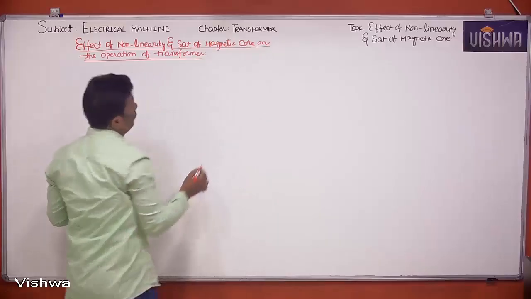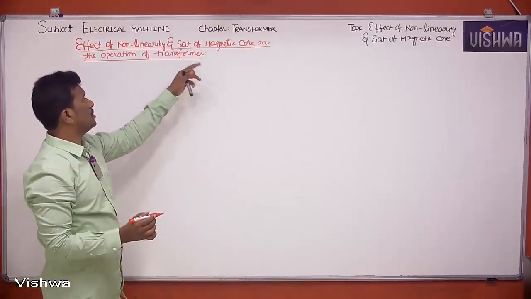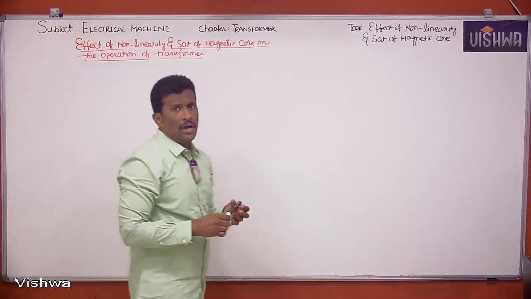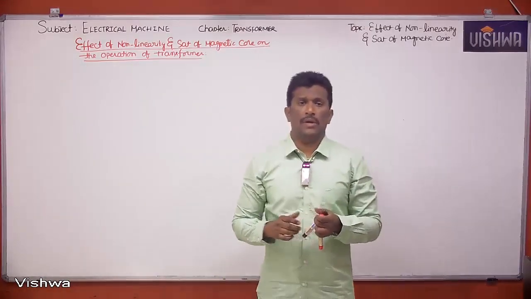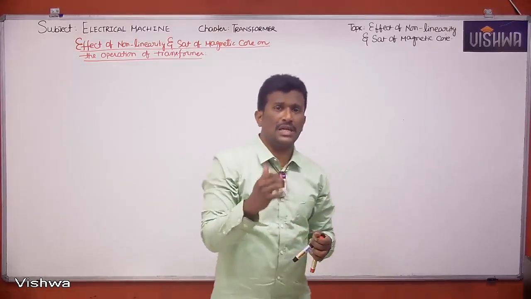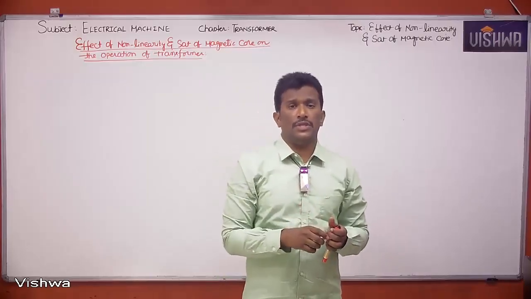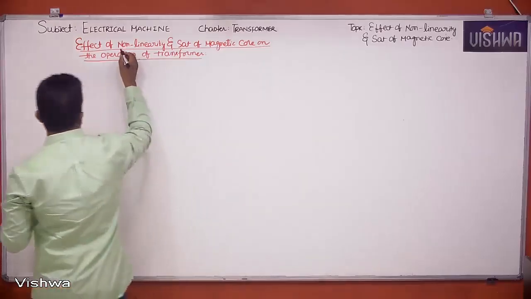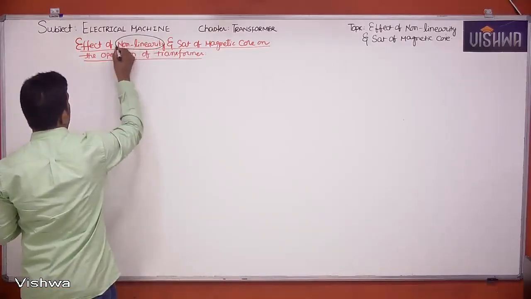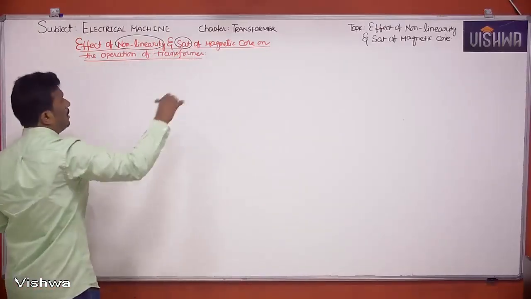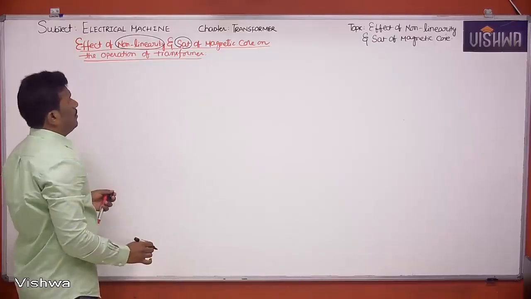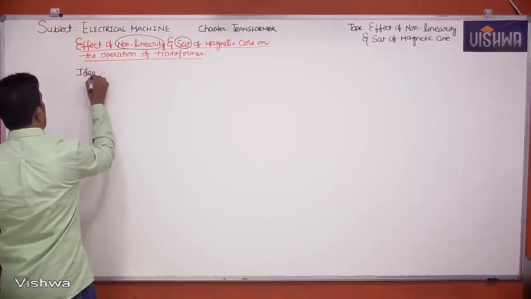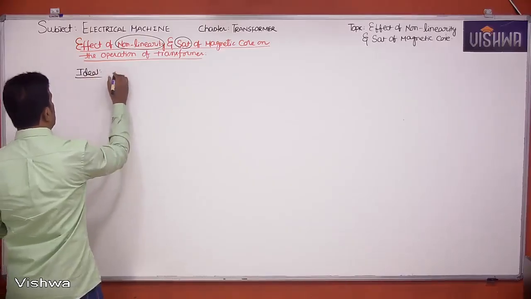Generally, if you neglect non-linearities and saturation of the magnetic core on the operation of the transformer, the flux, core flux and magnetizing current will be in phase with each other. Suppose now we consider the effect of non-linearities and saturation. Because of that, what will happen, we'll see. Before that, first of all, let us discuss the ideal case.